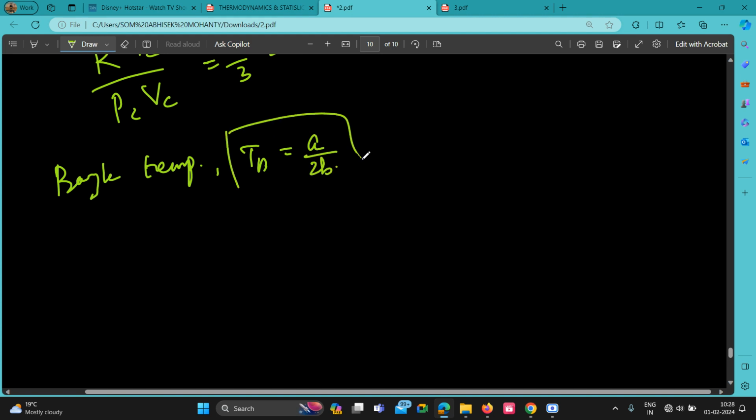Now there is another formula, boyle temperature. TB is a by Rb. This is different for different gases.